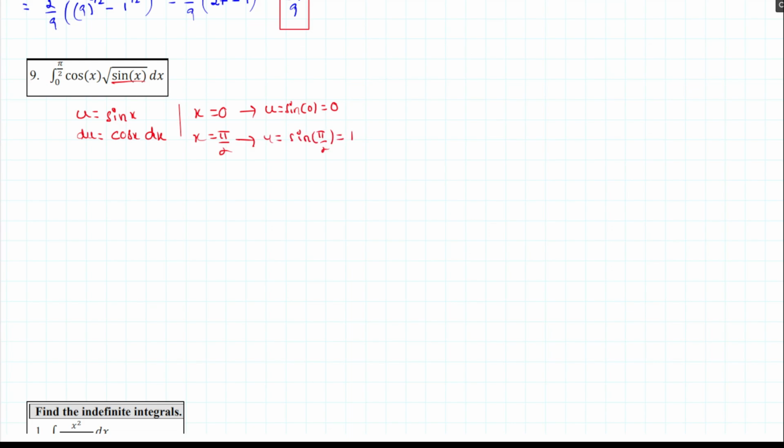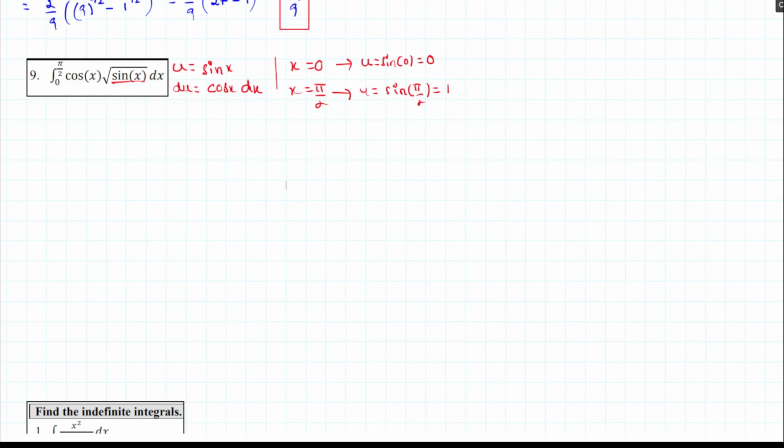So sine pi over 2 is just 1. So the new limits are 0 to 1. So this integral becomes: the limit 0 becomes 0 and pi over 2 becomes 1, and we have the cos x and the square root of sin x, which can be written as u, and du can be written as cos x dx.